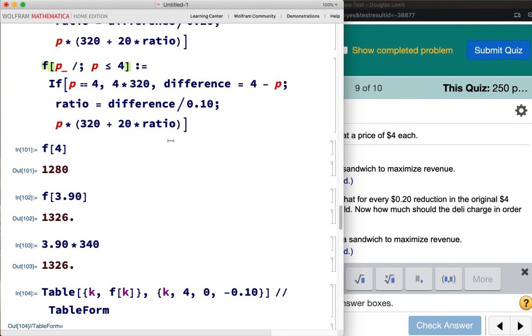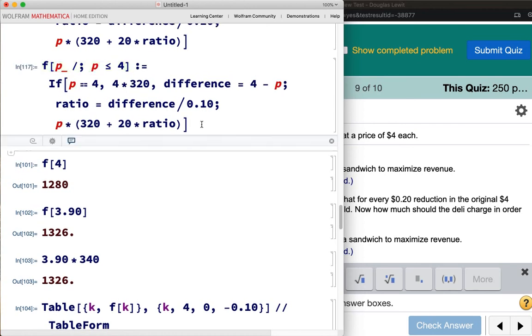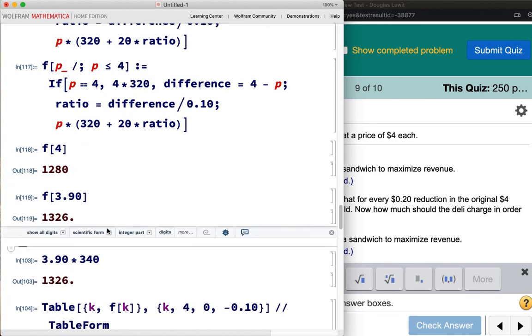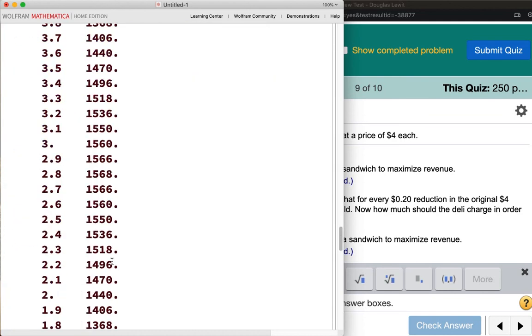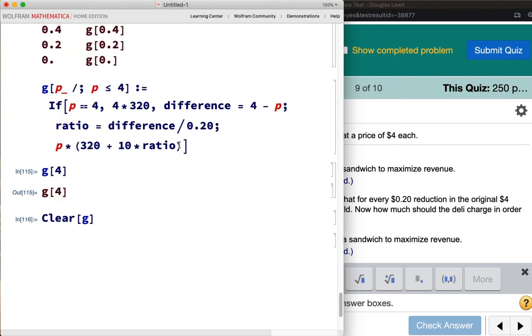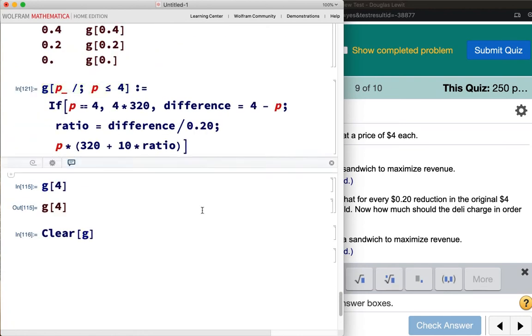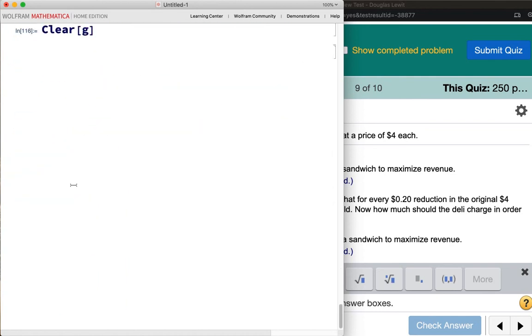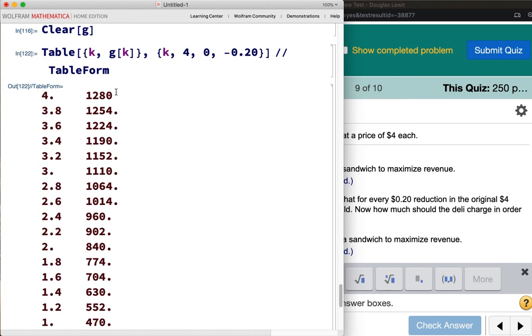Actually, there really should be an underscore there too. That's very strange. Okay, so yeah, very, very strange. Okay, so this is my g function, and now if I simply copy and paste that over here, okay, so for 4 sandwiches, let's see, a profit of 1,280.